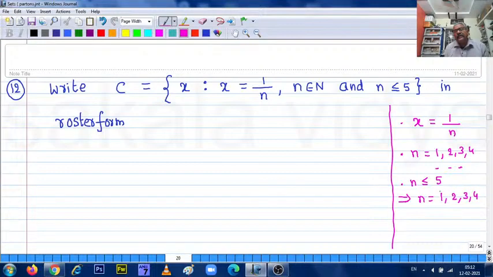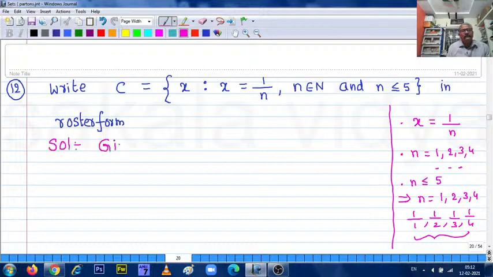That means in the place of n, you substitute 1, you get 1 by 1, next 1 by 2, next 1 by 3, next 1 by 4. These are the elements of the set. So these elements we should write. That will be the roster form of the given set. So let us write it now. So now the solution.